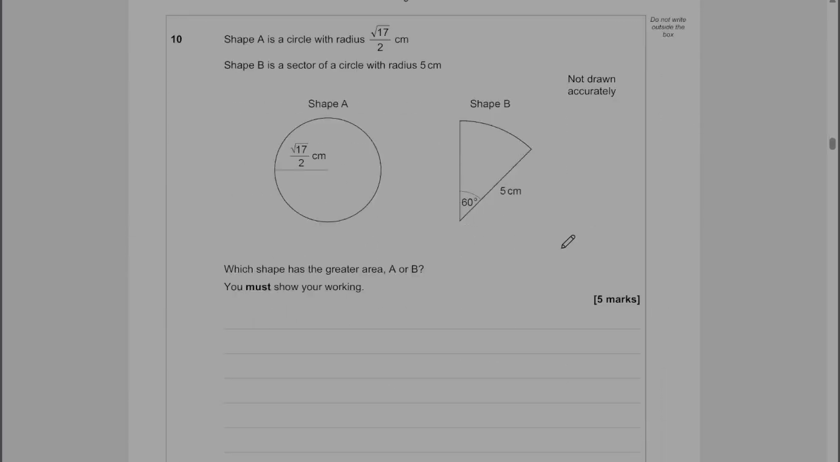Okay, question 10. Shape A is a circle with a radius of root 17 over 2. Shape B is a sector of a circle with a radius of 5 centimeters. Which shape has the greatest area, A or B? You must show your working.